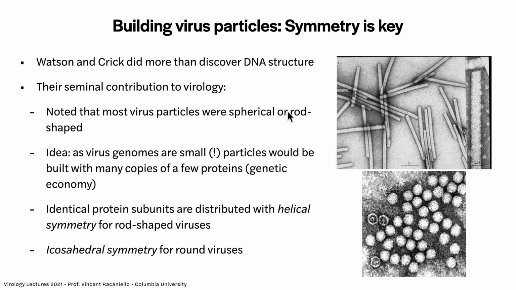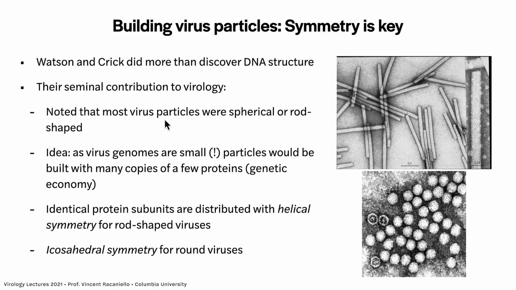Now, symmetry for those first 2 types of particle is the key, for the helical and the icosahedral. And this was actually discovered by Watson and Crick, who you know published the structure of DNA, taking Rosalind Franklin's X-ray, of course, and for which they got the Nobel Prize. But they also made an incredible contribution to structural virology. And here's how it goes.